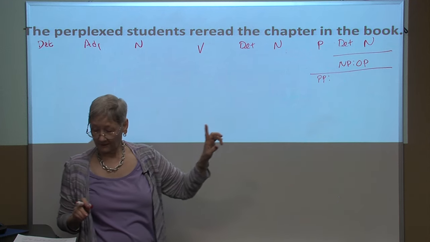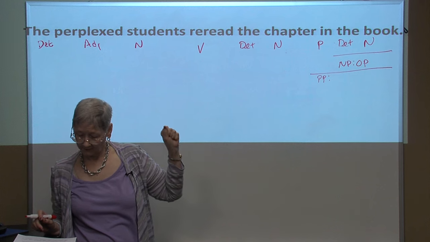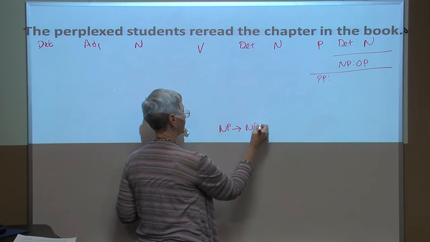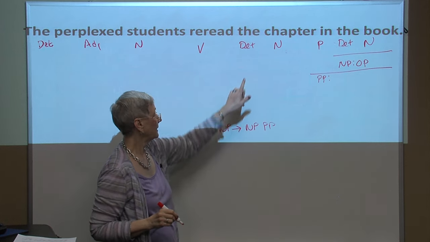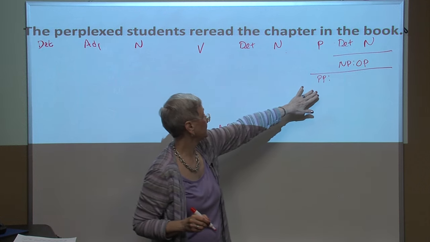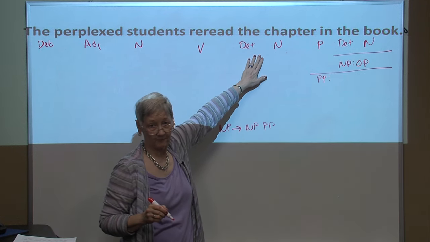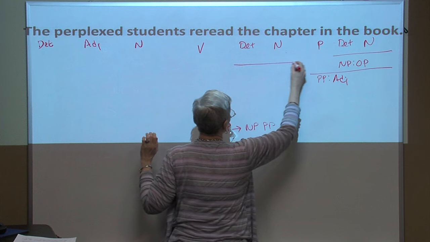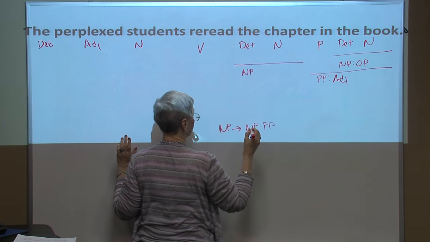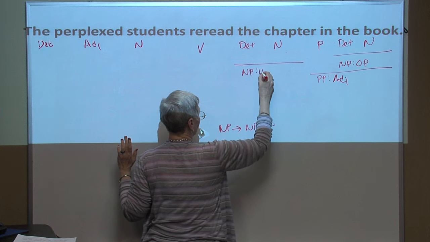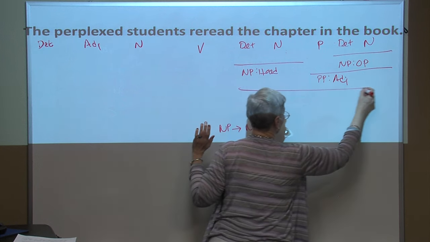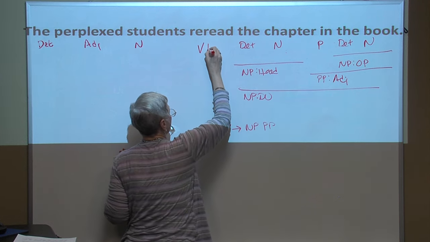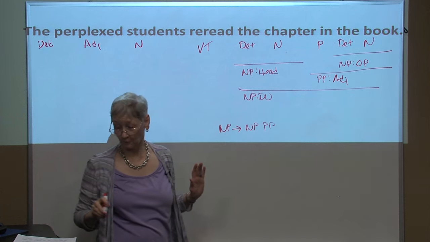It patterns. Okay, do you remember the phrase structure rule? A noun phrase may consist of a noun phrase followed by a prepositional phrase. That's what we have here. This prepositional phrase patterns with this noun phrase, and so it functions as an adjective. The chapter then is a noun phrase, but it serves as the head of the larger noun phrase that is now the direct object of the transitive verb reread.